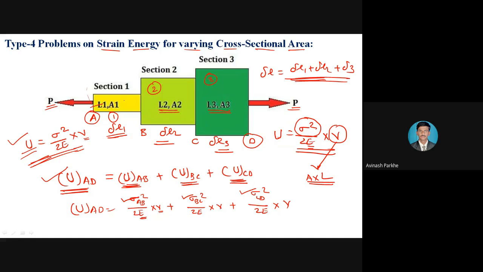So in section number 1, I can calculate sigma 1. For section 2, I can calculate sigma 2. For section 3, I can calculate sigma 3. I will put the value of sigma 1 and you will get U1. I will put the value of sigma 2 and you will get U2. I will put the value of sigma 3 and you will get U3. U1, U2, U3 mean U of AB, U of BC and U of CD. At the end, I will add all of them and you will get the total strain energy.